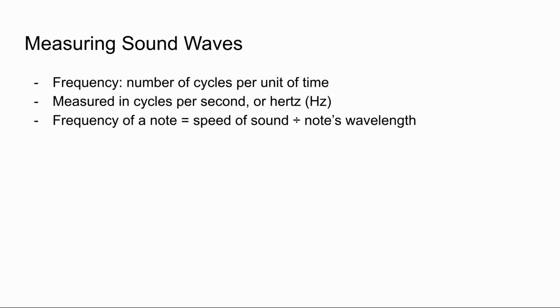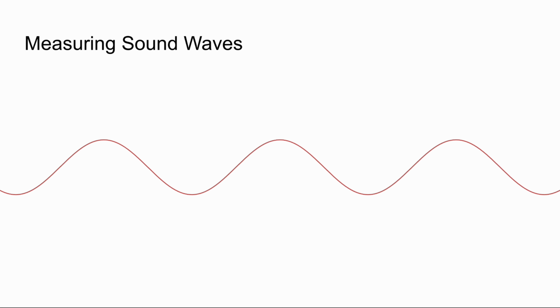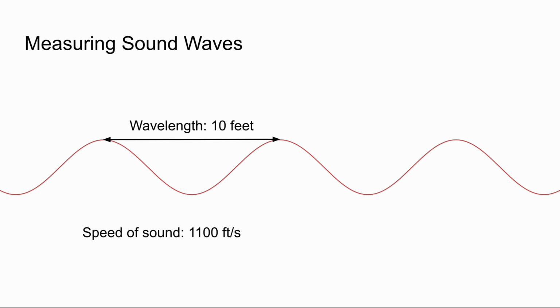Let's do an example. If we have a wave with a wavelength of 10 feet, what is the frequency? Again, the speed of sound is about 1100 feet per second. So 1100 divided by 10 will give us a frequency of 110 cycles per second, or 110 hertz.